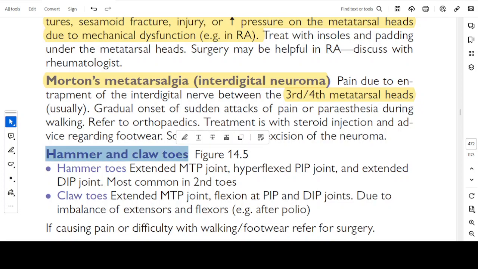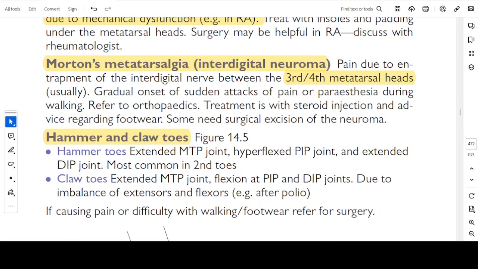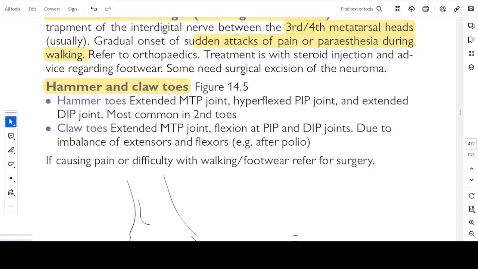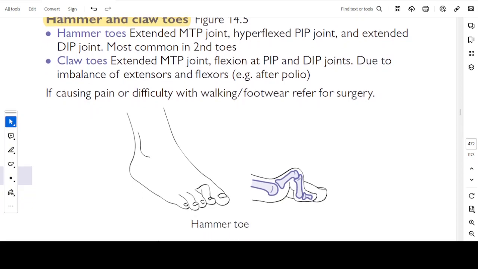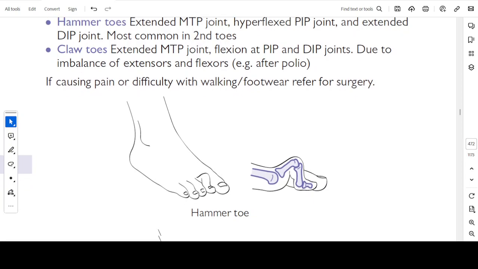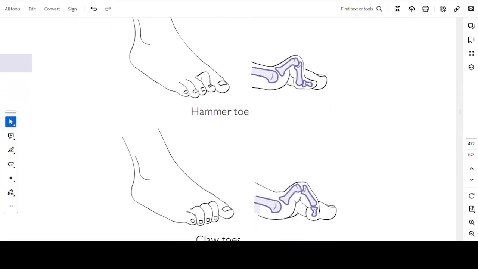Hammer and claw toes. Hammer toe and claw toe. See, this is hammer toe. Looks like a hammer. This is claw toe. So in hammer toe, only the proximal interphalangeal joint is in flexion and the distal is in extension, whereas in claw toe, both proximal and distal interphalangeal joints are flexed.